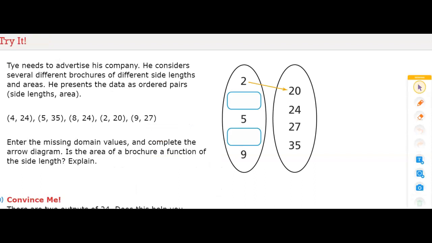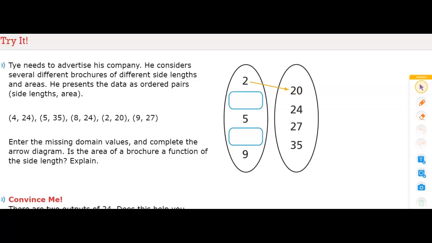Ty needs to advertise his company. He considers several different brochures of different side lengths and areas. He presents the data as ordered pairs of side length and area: (4, 24), (5, 35), (8, 24), (2, 20), (9, 27). Enter the missing domain values and complete the arrow diagram. Is the area of a brochure a function of the side length?